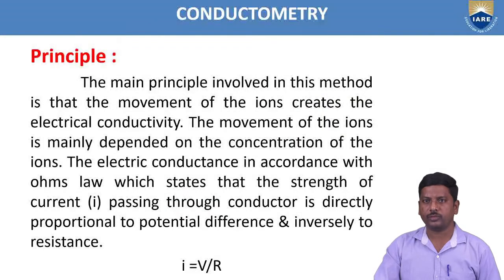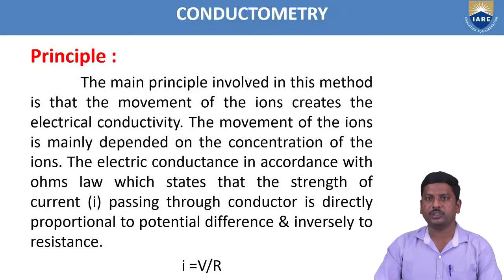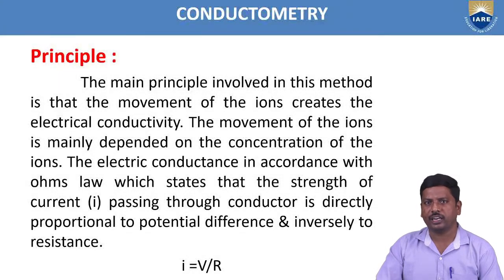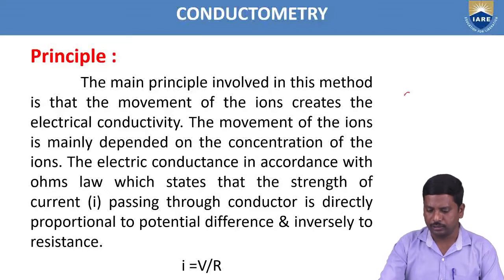And what is the principle involved in conductometry? The main principle in this method is that the movement of the ions creates the electrical conductivity. Because of the movement of the ions, mobility is produced, and when mobility is produced, it causes conductivity. The movement of the ions mainly depends upon the concentration of the ions and the electrical conductance according to Ohm's law. So the main principle involved in conductometry is Ohm's law.